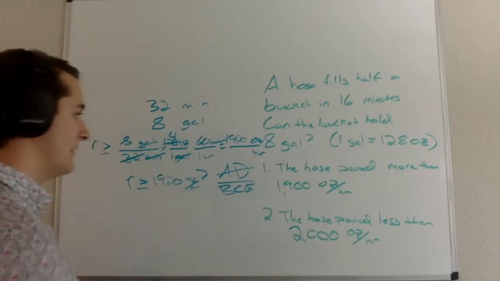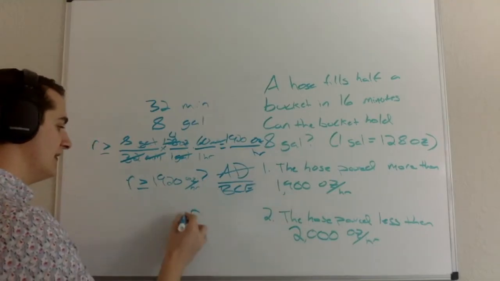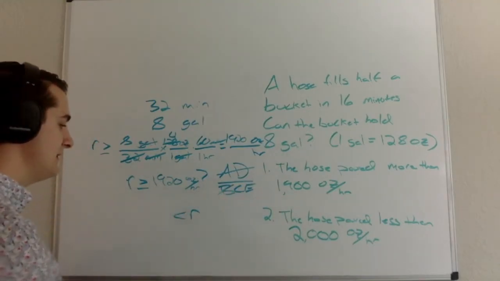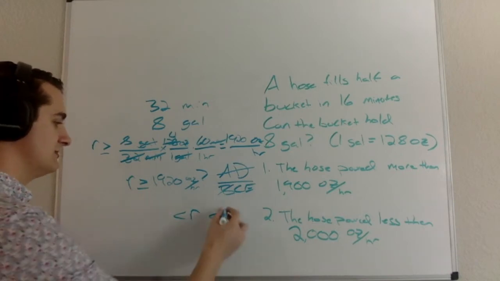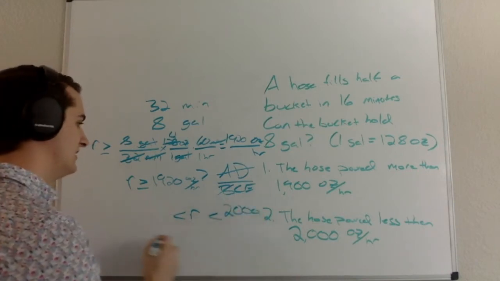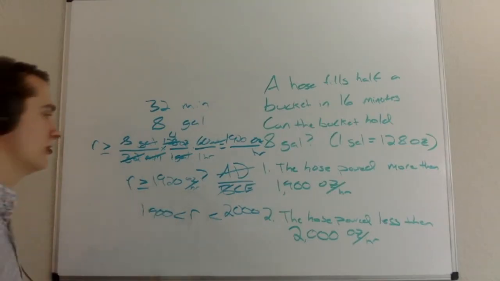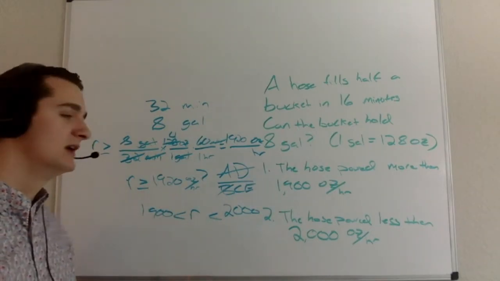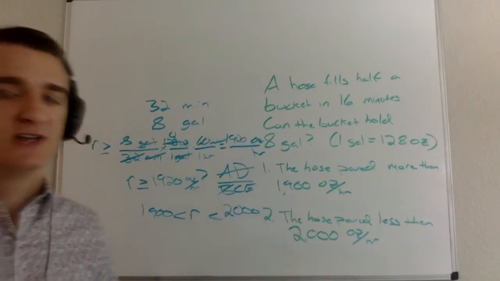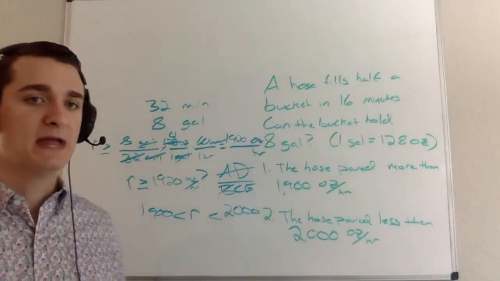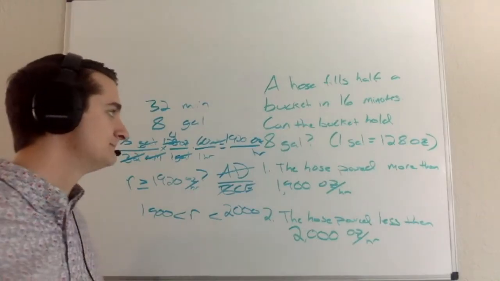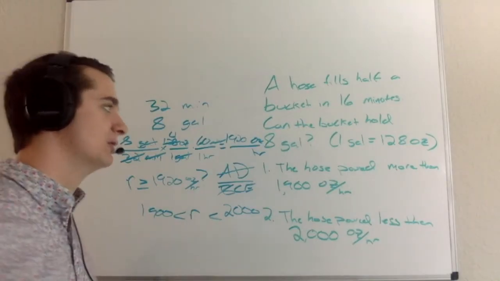So ultimately what I know is that the rate, that helps me eliminate B, and then what I know is that the rate is between 2,000 and 1,900, but obviously it could still be less than or greater than or equal to 1920 ounces per hour. So I don't actually know, even with these two statements together, whether the bucket can hold 8 gallons.